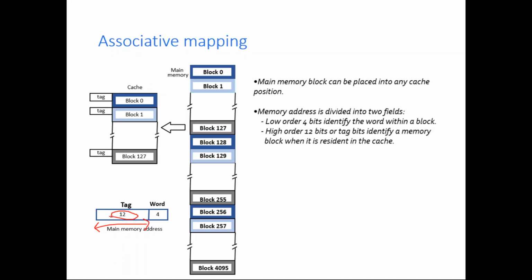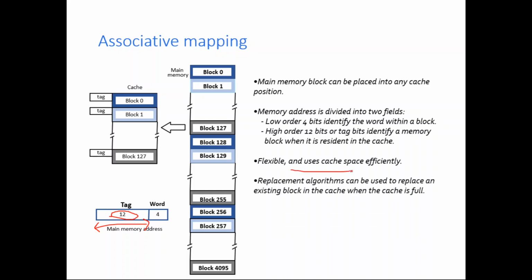This block belongs to which block of the main memory. For that only this tag is being used, right? But here, when compared with direct mapping, this is more flexible. That is the advantage of this technique. It is more flexible and uses cache space efficiently, but still it has a drawback. Another advantage is that a replacement algorithm can be used to replace any existing block.